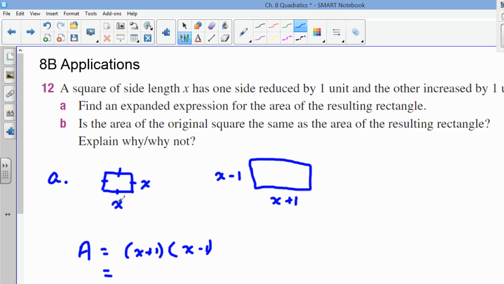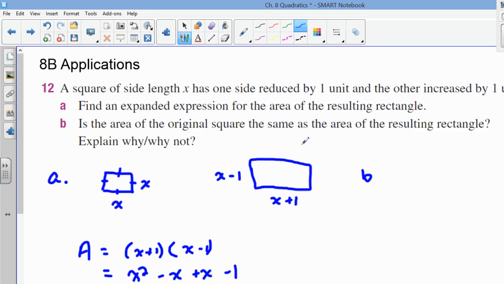So x by x, the first term times the first term, is x squared. X by negative 1 is negative x. 1 by x is x. And 1 by negative 1 is minus 1. Negative x, positive x makes 0. So I wind up with x squared minus 1. So we were correct in our hypothesis if you just follow the pattern.